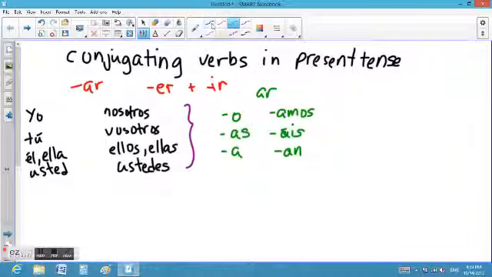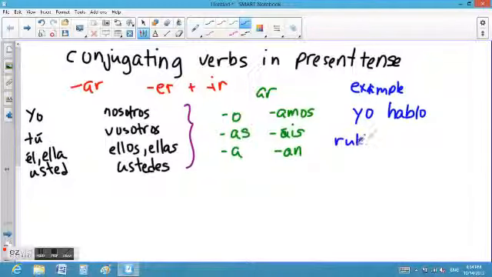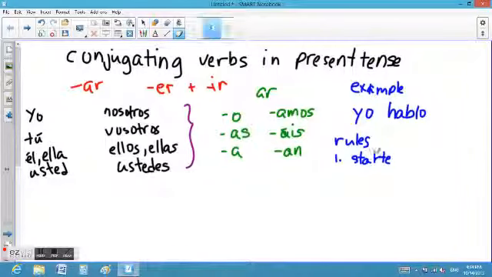So, for example, if I were speaking about myself, I would say, yo hablo. So you may be asking, how did I get to this point? Well, you do that by following the rules. These are the rules. The first thing is you start with the infinitive. That's the verb in its original state. And when it's in the original state, it does have the AR ending.